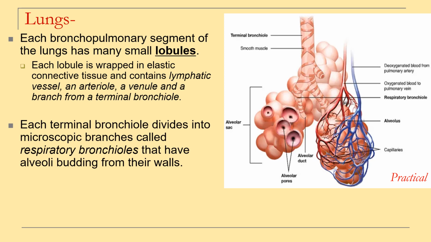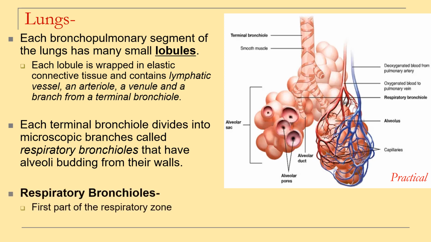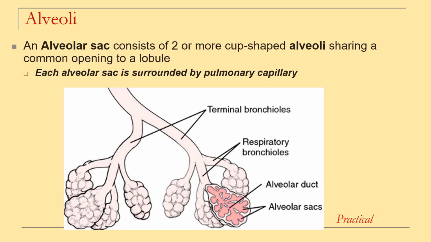Now, each terminal bronchiole divides into microscopic branches that we call respiratory bronchioles, and they've got our alveoli budding from their walls. This is also the first part of our respiratory zone. We've got an alveolar sac with two or more cup-shaped alveoli sharing a common opening, and each alveolar sac is surrounded by a pulmonary capillary.